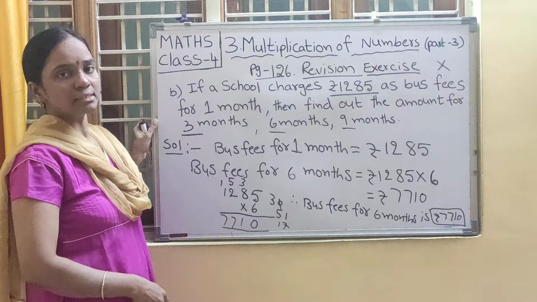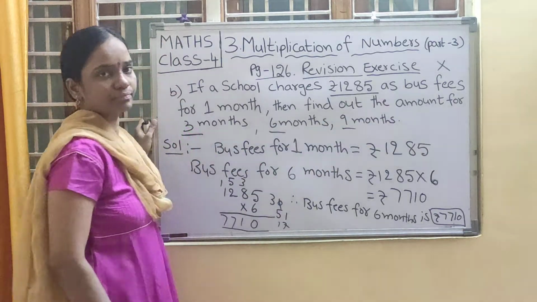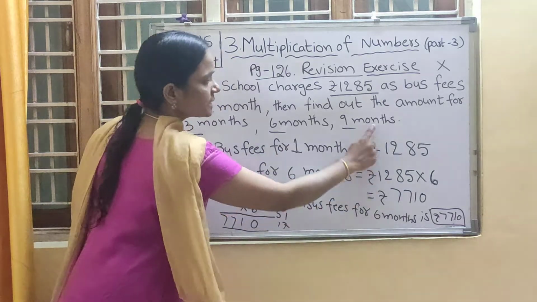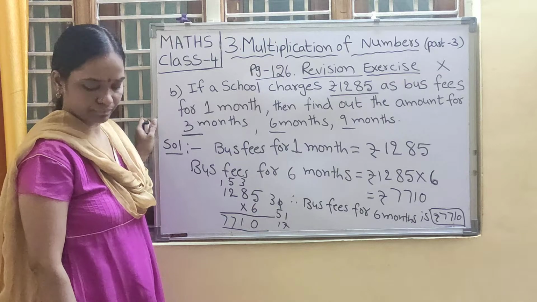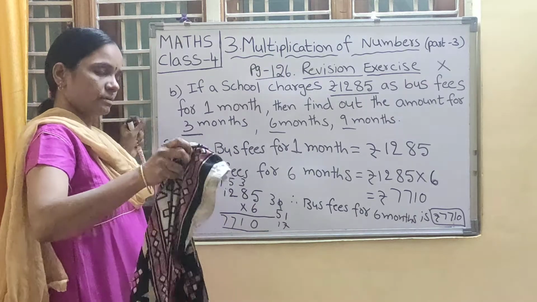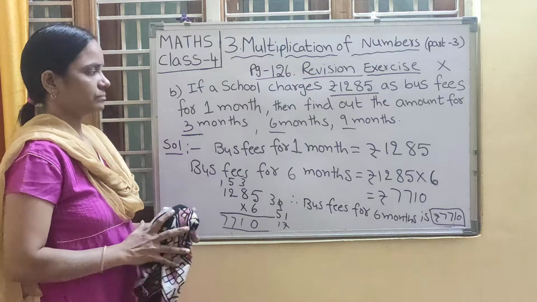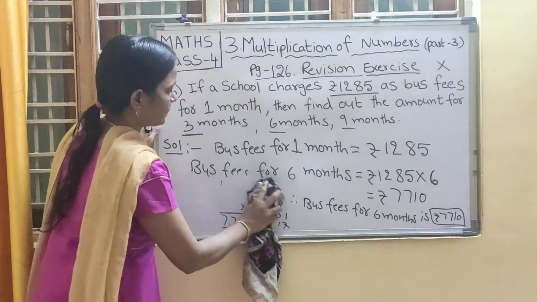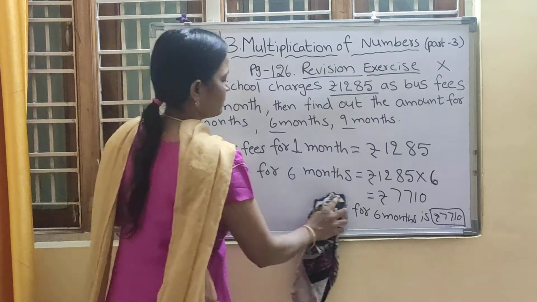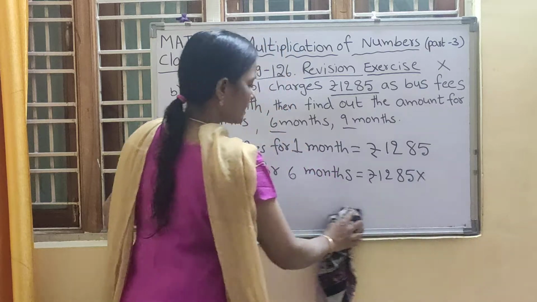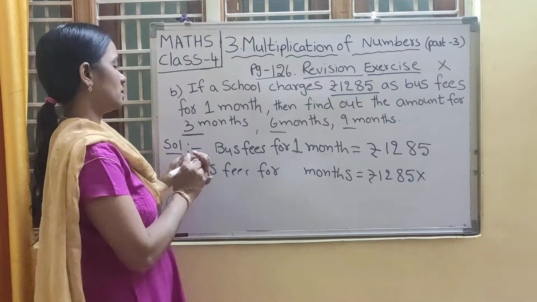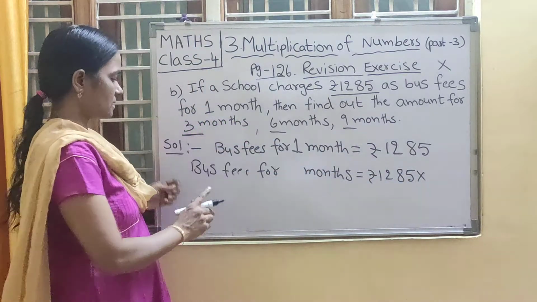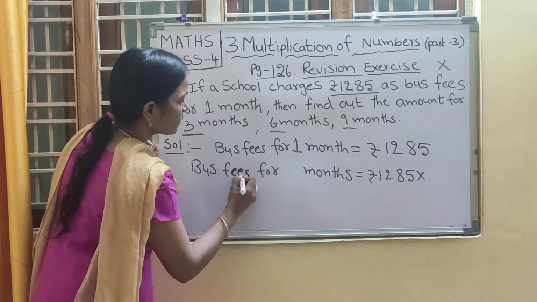Problem is not completed, children. We have to go for 9 months. First, for 3 months completed. Next, for 6 months completed. Next we have to take for 9 months. Note it down, children. You can pause the video and note. Yeah, the next. Same steps we have to write. 1 month bus fees is given, that is 1285. Next for 9 months. Bus fees for 9 months.